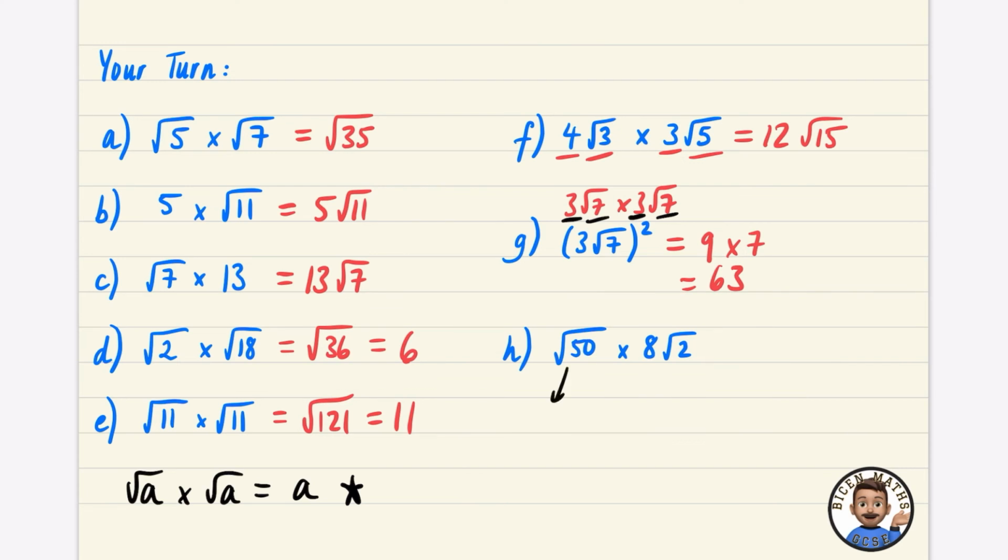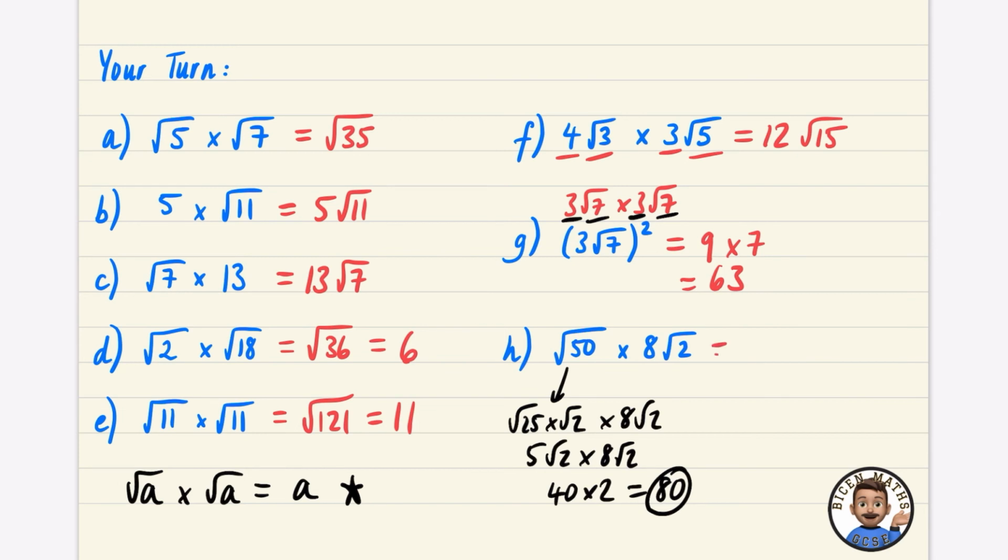This one, I'm going to do it the simplifying way first of all. So if I simplify this one first of all, 50 is 25 times 2. And the square root of 25 times the square root of 2 times 8 root 2. That's 5 root 2 times 8 root 2. The 5 times the 8 is a 40. The root 2 times the root 2 is 2. So the answer is going to be 80.